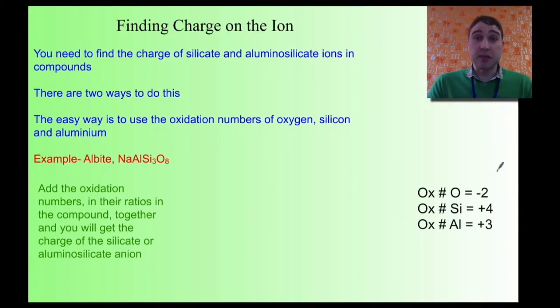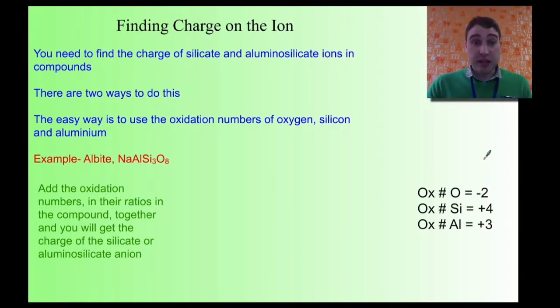So what do you need to be able to do? You need to be able to find the charge of the silicate or aluminosilicate ion. There's a couple of ways of doing it. I'll take you through two different ways of finding the charge. The first one is to use the oxidation numbers of the components that make up the silicate or aluminosilicate. Basically, you add those together in the right ratios, and that will give you the charge of the aluminosilicate ion.